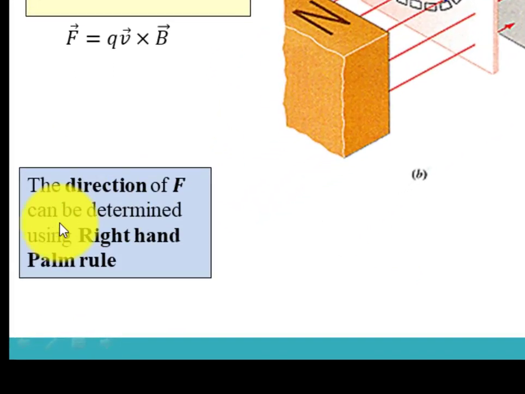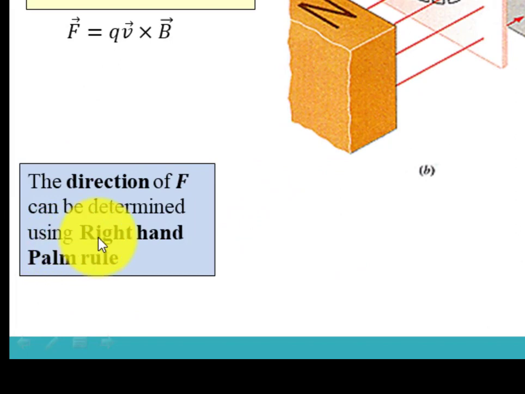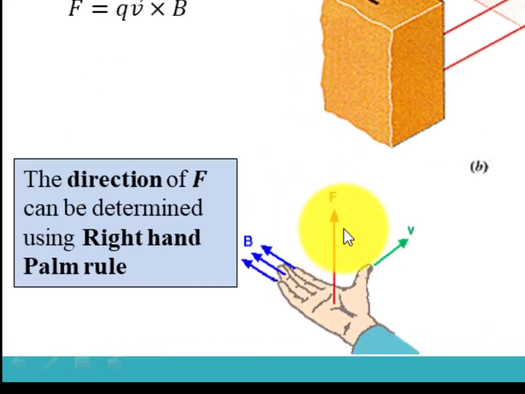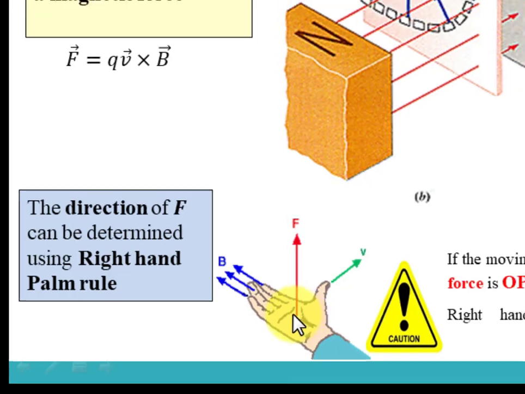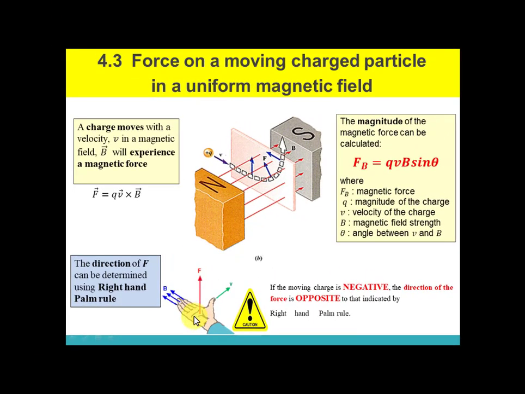The direction of F can be determined using the right hand palm rule. Your thumb will represent the velocity of the particle. Fingers will represent the magnetic field B, and perpendicular to your palm is the direction of the force. This is true for a positively charged particle only.